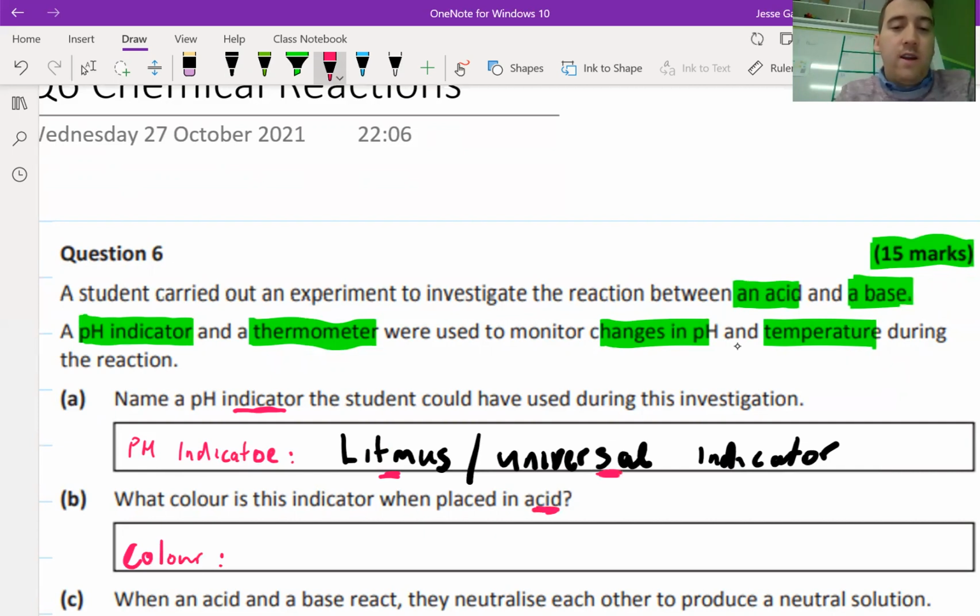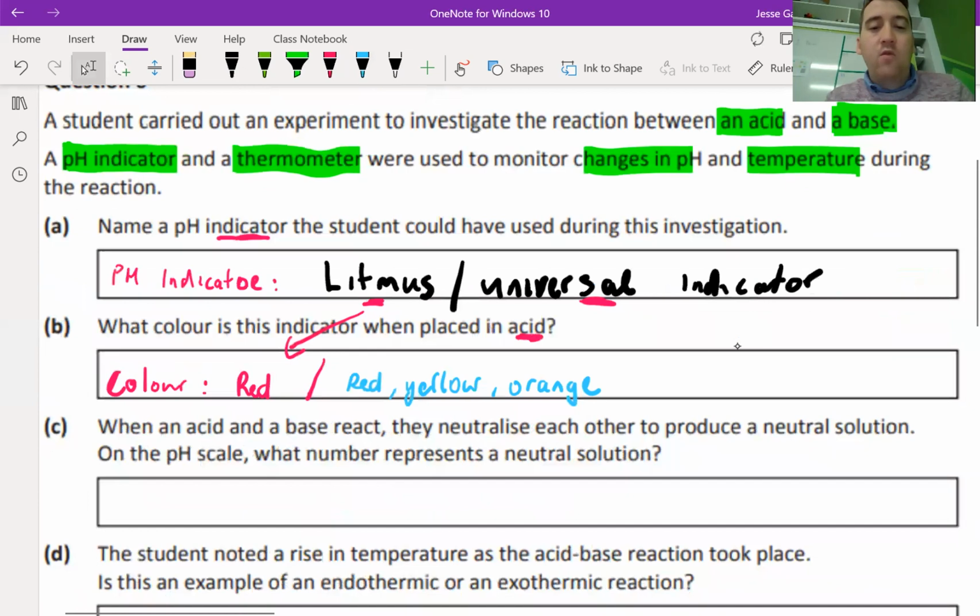Okay, well, the answer here is if you said litmus, litmus turns red. So you should have said red. And if you said universal indicator, well, it depends how strong the acid is. It's going to be either red, yellow, or orange, one of these colors. So if you said any of these, then that is going to be correct. Well done.